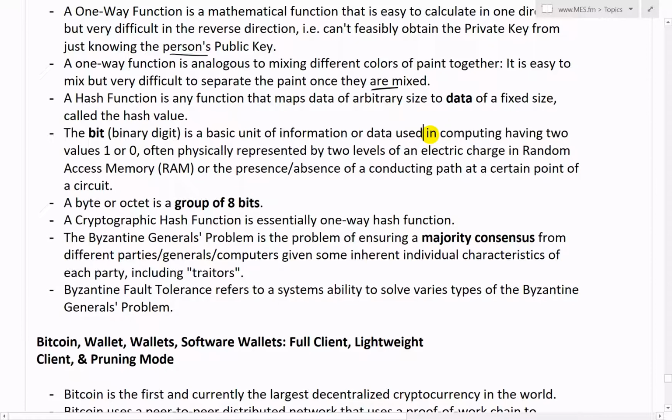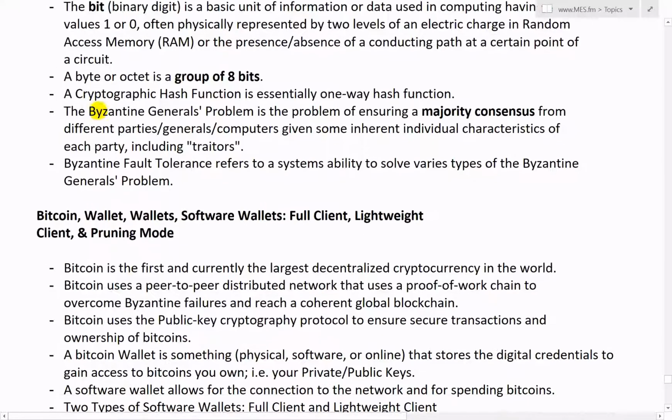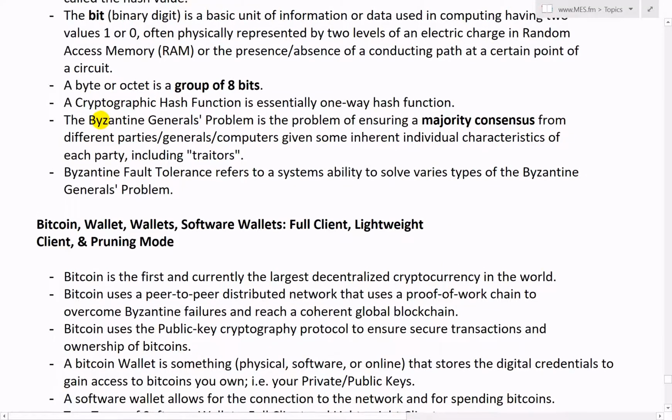Using computing, a bit has two values, 1 or 0, often represented by two levels of an electric charge in random access memory (RAM), or the presence or absence of a conducting path at a certain point of a circuit. A byte, or octet, is a group of 8 bits, usually the size of a word. So a cryptographic hash function is essentially a one-way function.